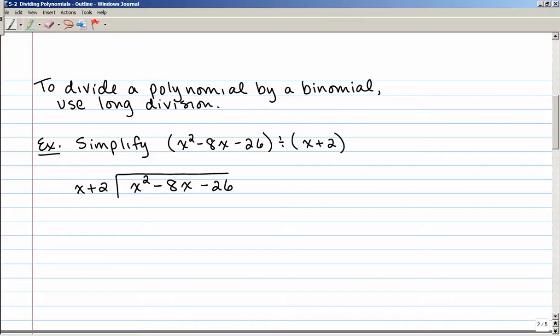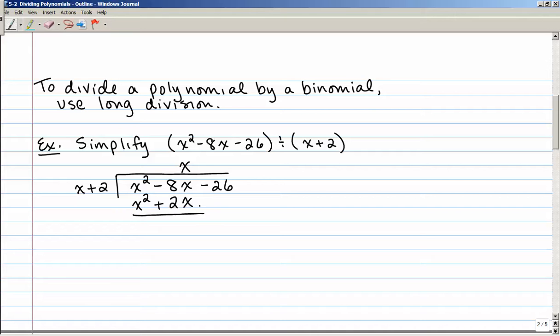So to do this, I'm going to start with just the x out front here. What do I have to multiply x by to get an x squared? Or to say that another way, x squared divided by x is what? In this case, it's x, so I put it up on top. Take this x and multiply it by the whole binomial. Use the distributive property. X times x is x squared. X times 2 is a positive 2x.